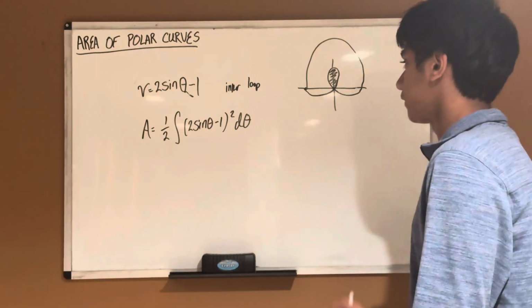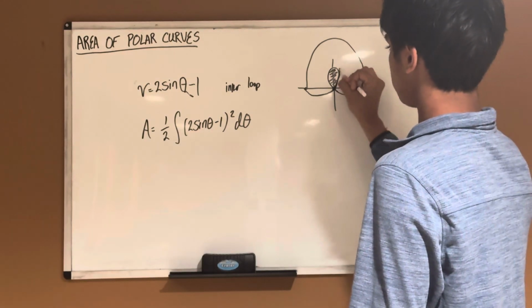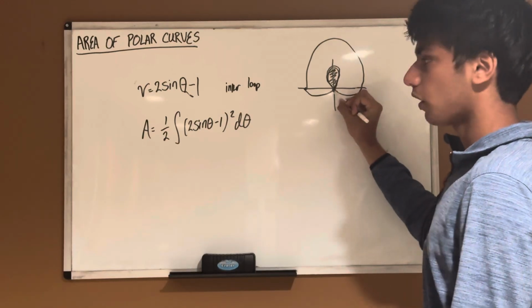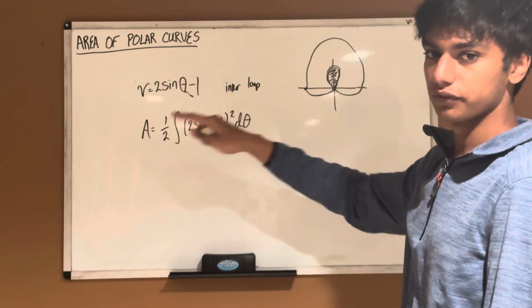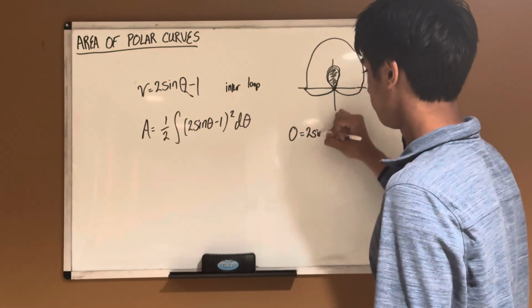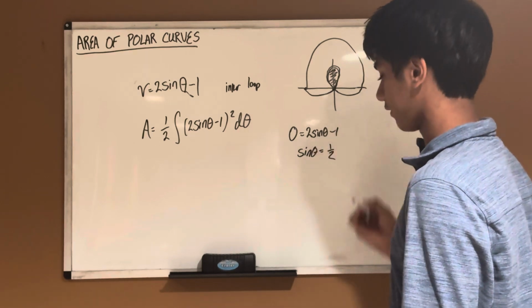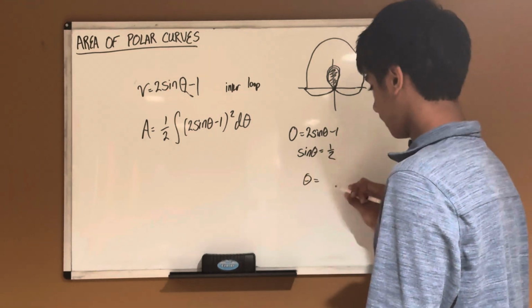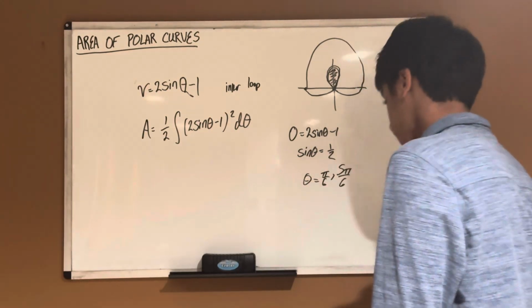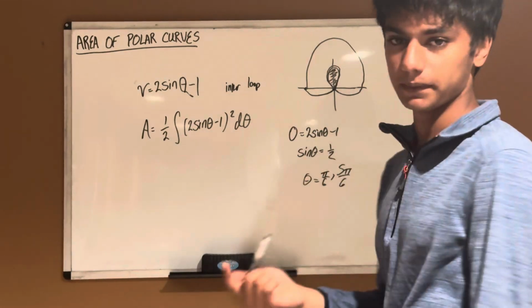To find the bounds, we need to figure out where the function hits here, goes here to here, and hits back. So at this point, r equals 0. We want to find the first two points where r equals 0. So we want to find 0 equals 2 sine theta minus 1, which gives sine theta equals 1/2. And this is only true when theta equals pi over 6 or 5 pi over 6. There are other cases too, but we only need these two bounds because, again, think about the function.